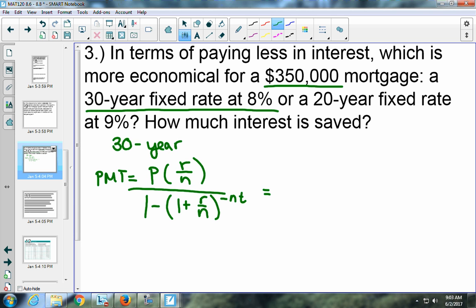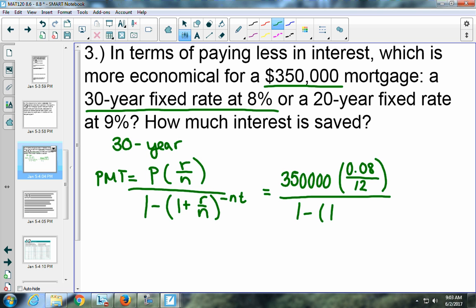The principal is that $350,000. They did not say that's the price of the house. They didn't talk about any down payments. It is the mortgage, so it is the principal. The rate was 8% in decimal form. That's 0.08. We always assume a monthly payment if they don't give us any information, so I'll say that N is 12.